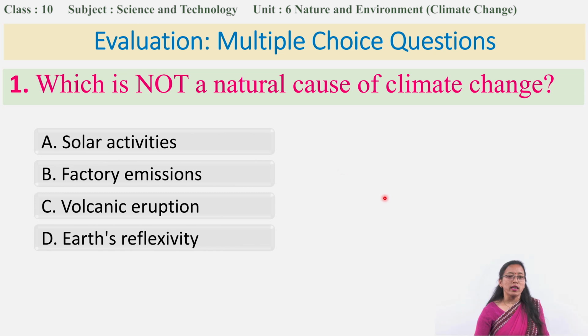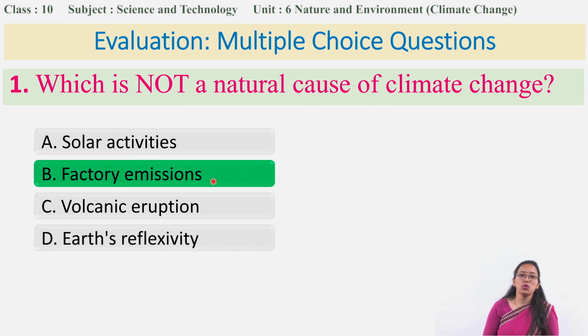Now we have discussed so many things about climate change, and let's review what we have learned till now through these questions. Which is not a natural cause of climate change? Solar activities, factory emission, volcanic eruption, earth reflectivity. Which one is not natural? Yes, it is factory emission.